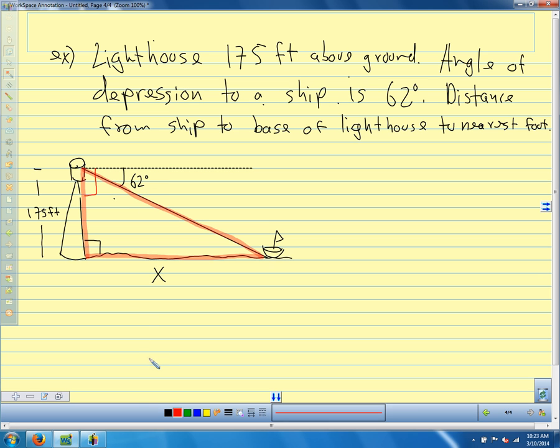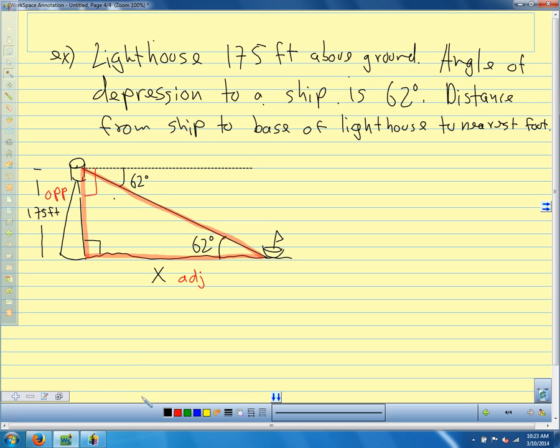But where else do we know we have a 62-degree angle? By the ship. We've decided that these two angles, this angle and this angle, are alternate interior angles. So that's also 62 degrees. So the angle of elevation from the ship to the lighthouse is also 62 degrees. Now we're set. Now we can use trigonometry and find this missing piece. So for the 62-degree angle here, is x the opposite, the adjacent, or the hypotenuse? That's our adjacent side. 175 feet is the opposite.